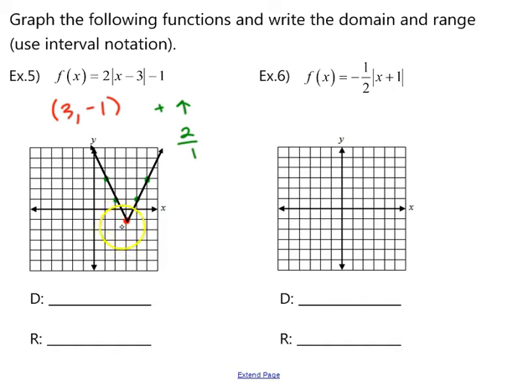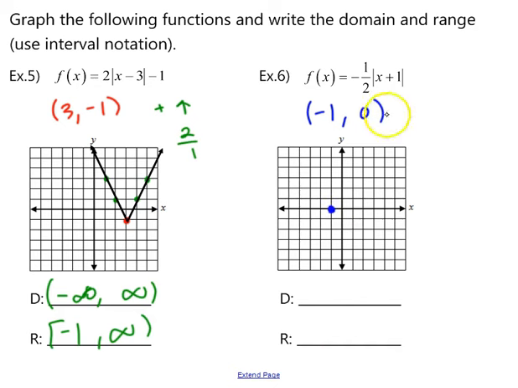Then our domain and range. Forever to the left, forever to the right, our range, our lowest y value is -1 included, and it's going to go up forever to positive infinity. Lastly, let's work on this one. We have an h of -1, k of 0, so our vertex is -1, 0.